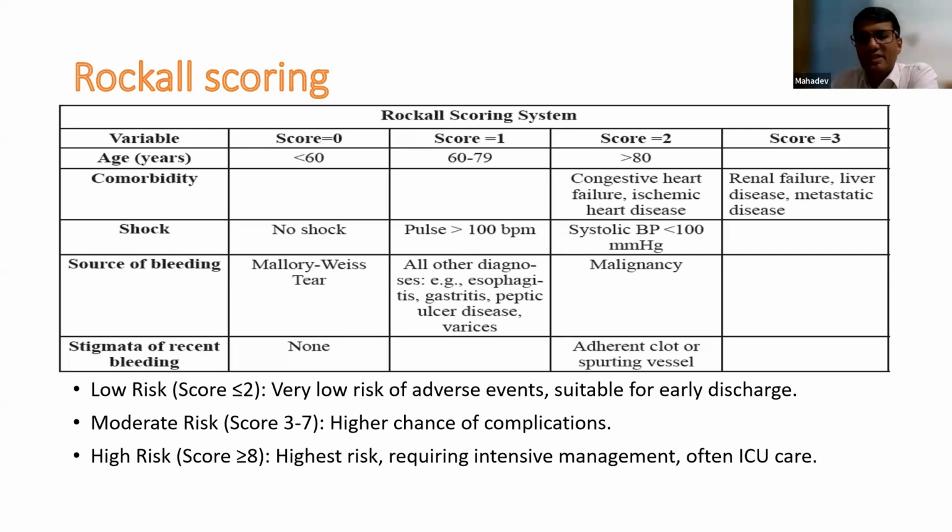The moderate risk is 3 to 7. That means these patients have to be monitored for rebleeding and other things, and there are chances of complications. High risk is the highest risk and requires ICU care, and these patients have to be in the ICU and monitored there.